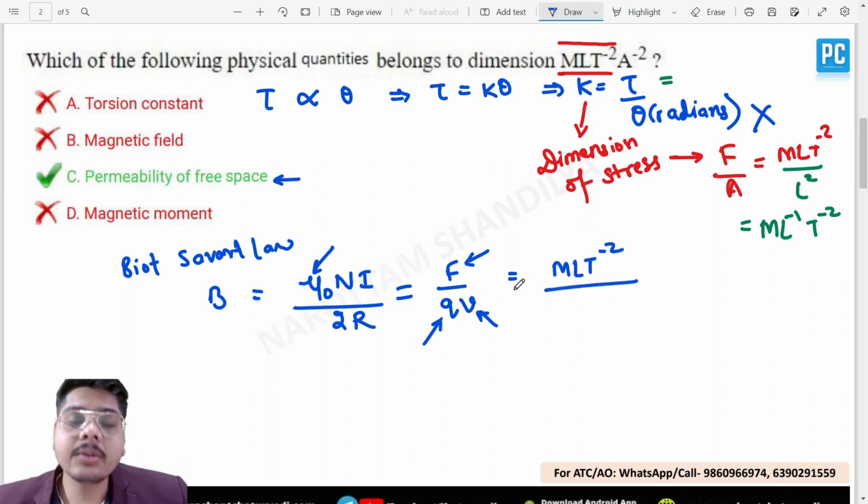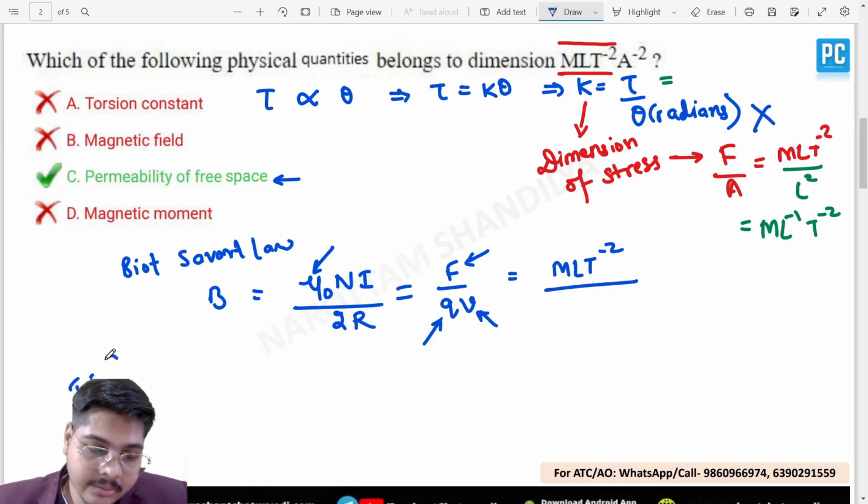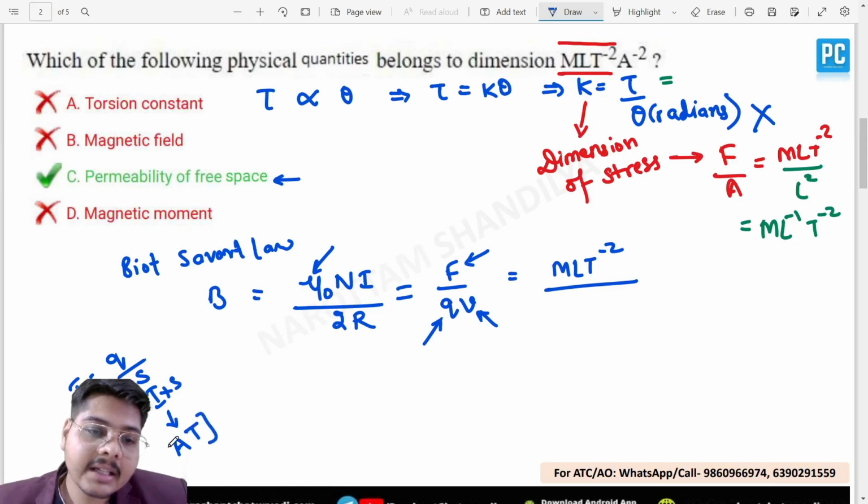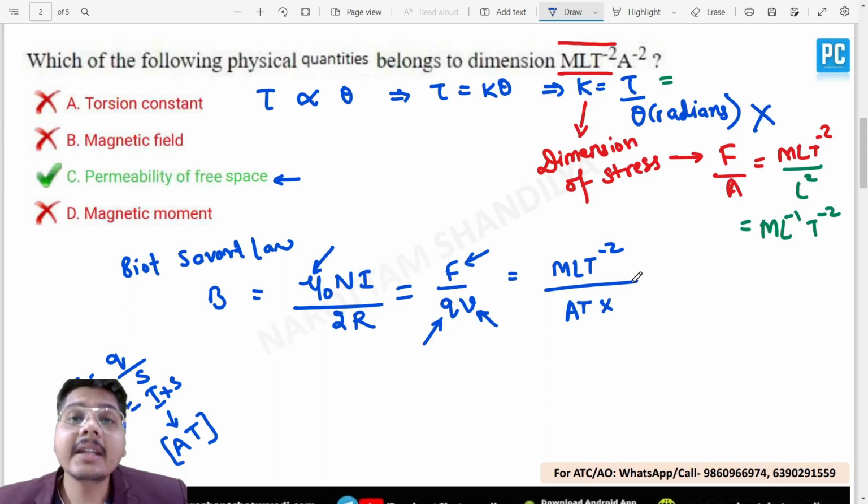For Q, what is Q? We know that current is charge flow per unit second, so it is Q by s. So Q will be equal to I into s. For I we write A, and for second we write T, so it is AT. And velocity is meter per second, so it is LT minus 1. So you can simply calculate that.